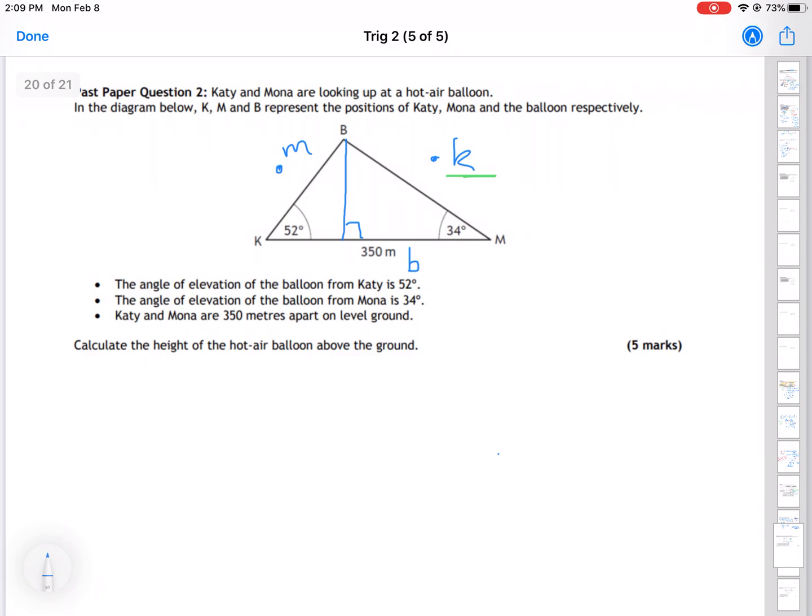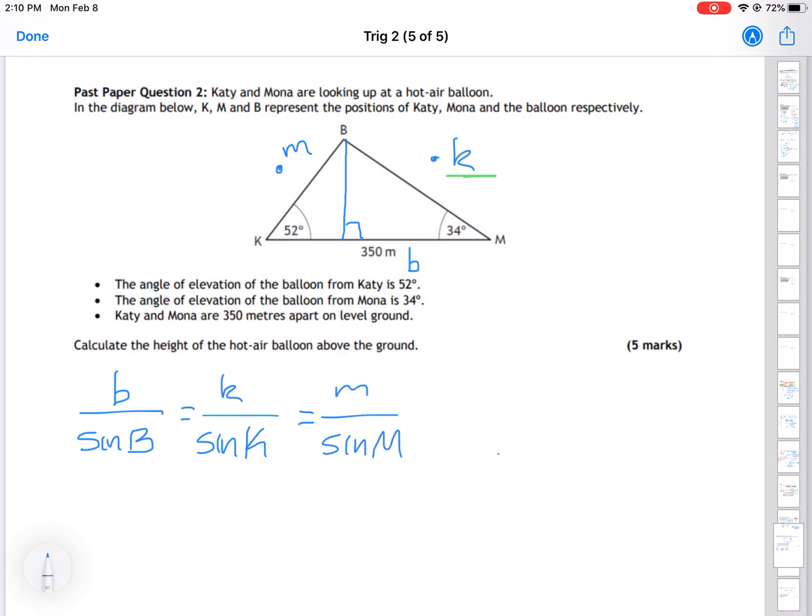So I don't have two sides, I'm trying to find another side, which means I have to use the sine rule. So again, I'll replace the letters with the letters that I've got in the question. So I've got B's, I've got K's, and I've got M's. I want to find K. I've got the angle at K, I've got side B, and I can find the angle at B.